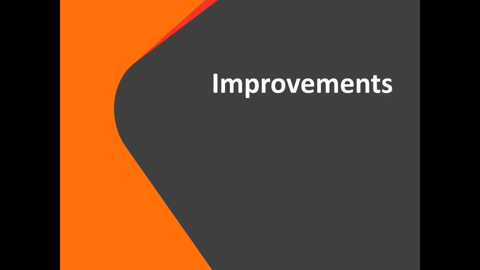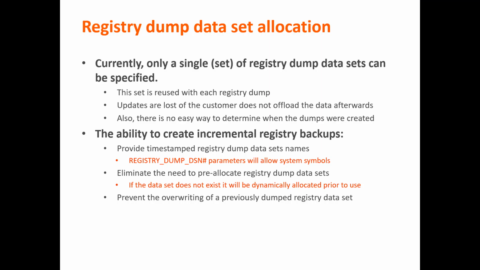In addition to new features in version 8.3, improvements were made in several areas. Prior to version 8.3, registry dump datasets had to be predefined. We also did not provide an offload process. This meant as soon as another registry dump took place, the previous offload was lost. This prevented users from having historical backups of their registry data.